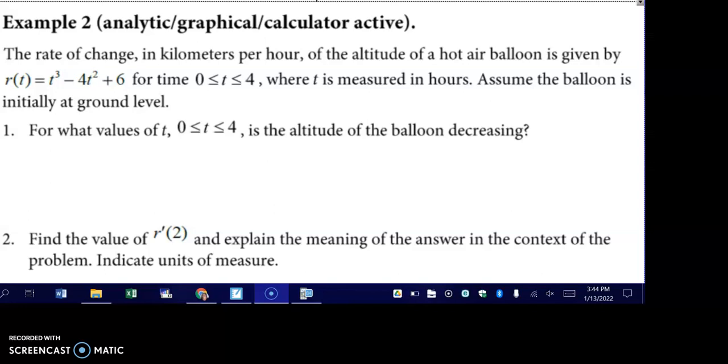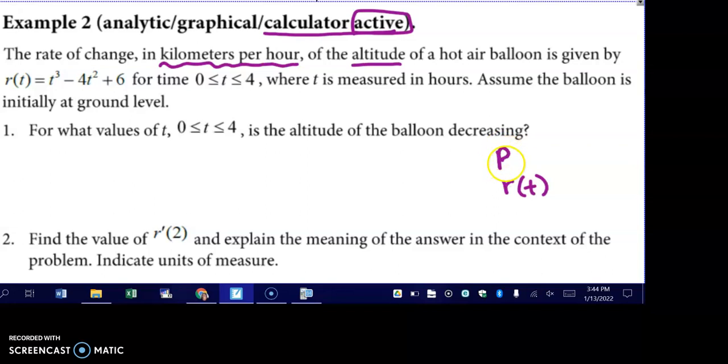All right, example 2, we are using an analytical graphical approach, and this says we have our calculator active, which, remember, calculator active means you should actively be using your calculator. So the rate of change in kilometers per hour, that looks like a rate to me, of the altitude of a hot air balloon is given by R of t. So I'm going to think about R of t as my derivative layer, which means I could talk about the altitude as big R and the rate of change of the rate of change as little r prime. So they're giving me this layer here, which is working at the derivative layer. We're at the rate layer.